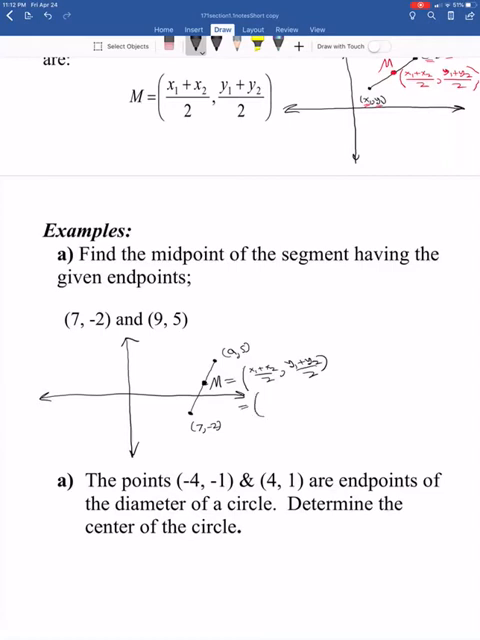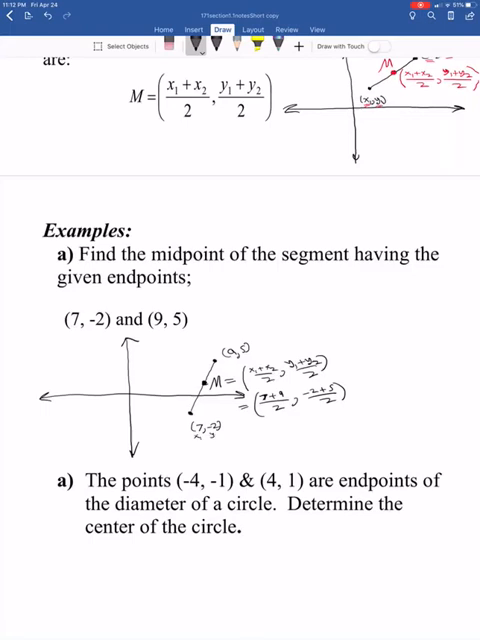So that's going to be equal to 7 plus 9. If we go to the ends and average those two numbers, we're going to get an average of 8. That'll be in the middle. And then the y-coordinates, negative 2 plus 5 divided by 2.